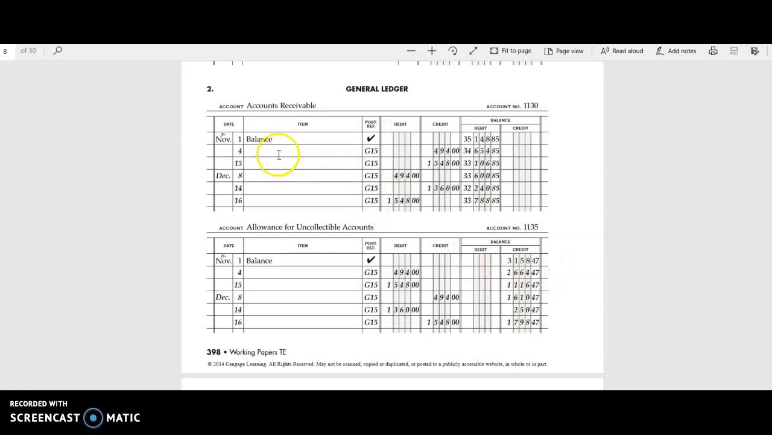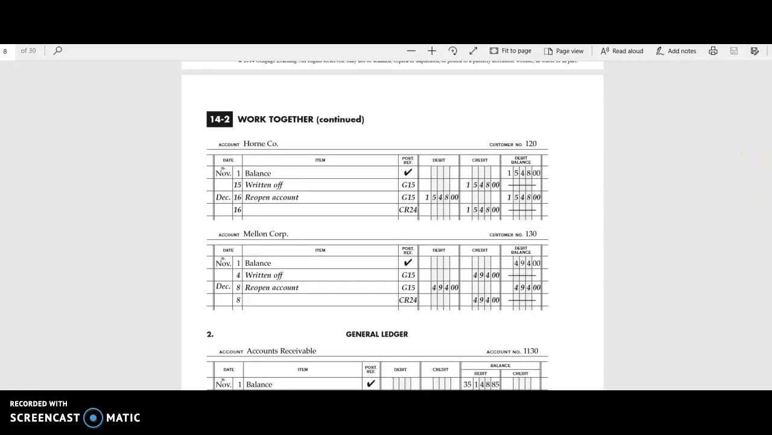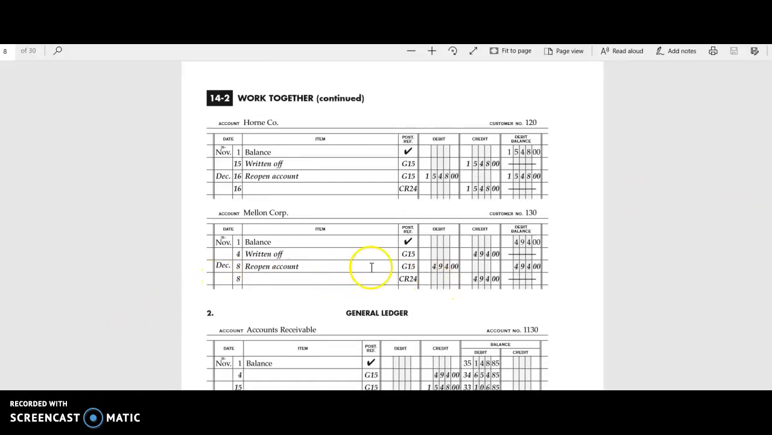Now, the next thing we're going to do is post to account receivable. Once again, General Journal 15, but notice it's a credit. That's going to make our total account receivable balance go down. The credit subtracts from the debit balance. Our new debit balance is $34,654.85.